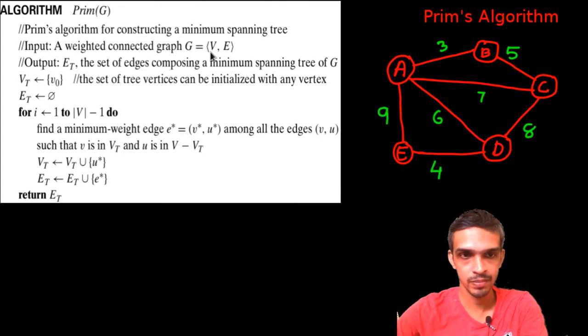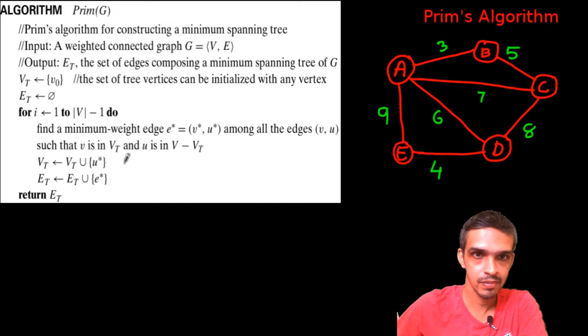Then we have a loop. So, what we are doing is, we are iterating this for each vertex. Here we have 5 vertices. So, in our case, V of T equals vertex A, and E of T is a null set, which means that we do not have any elements.